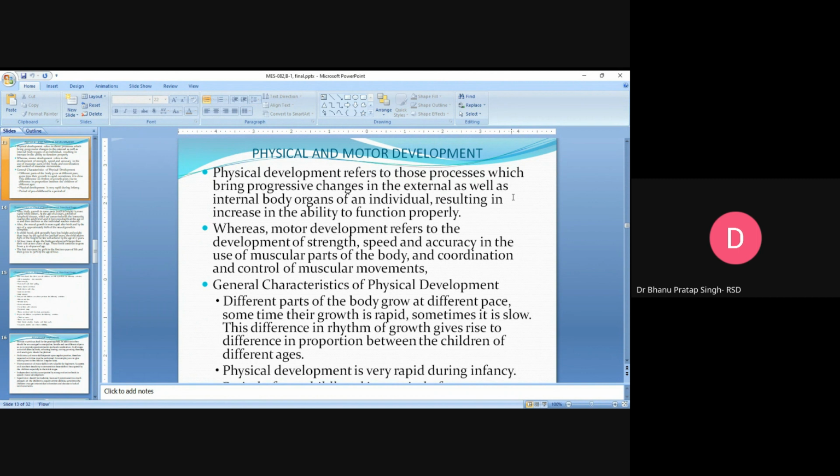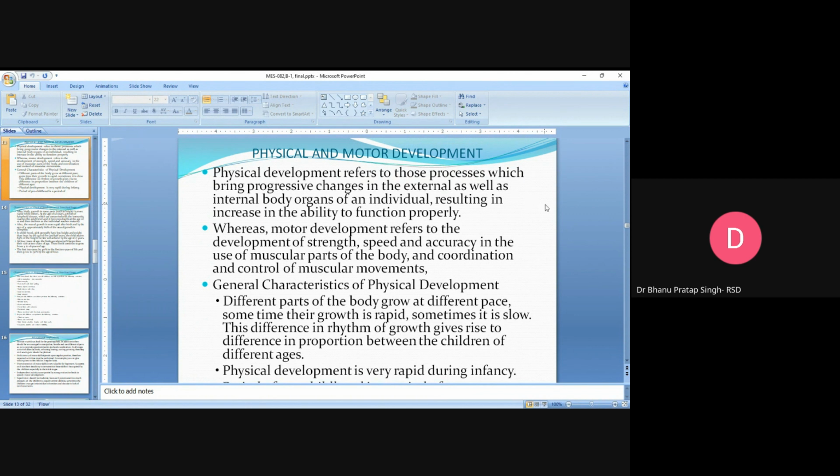Whereas motor development refers to the development of strength, speed, and accuracy in the use of the muscular parts of the body, and coordination and control of muscular movement, meaning use of hands, use of legs, and speaking, how much we can run, how much speed we are taking, and what kind of accuracy. That comes under motor development.